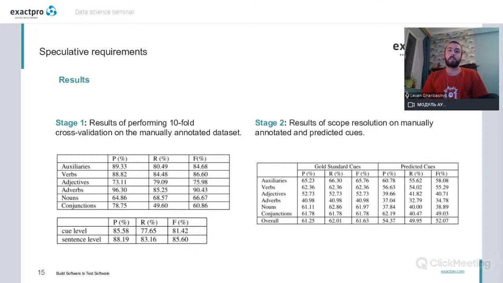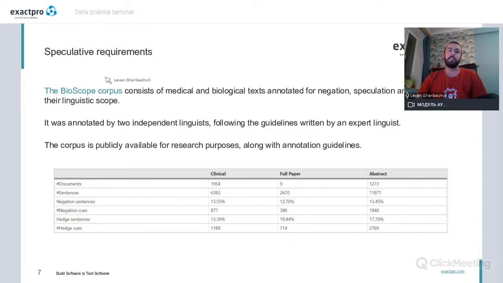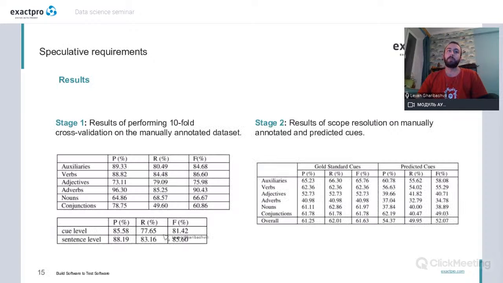I think that there is a possibility of us using this algorithm presented, mainly the first part. The main problem that I see is the dataset, because only this first dataset is available publicly, and it is very domain specific. It just contains medical and biological texts. So we would probably need to annotate these uncertainties ourselves if we want to create a similar predictor.